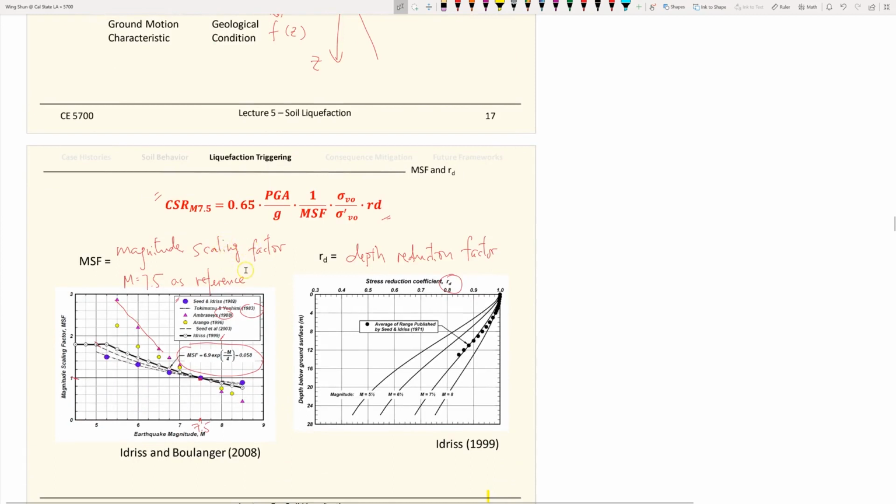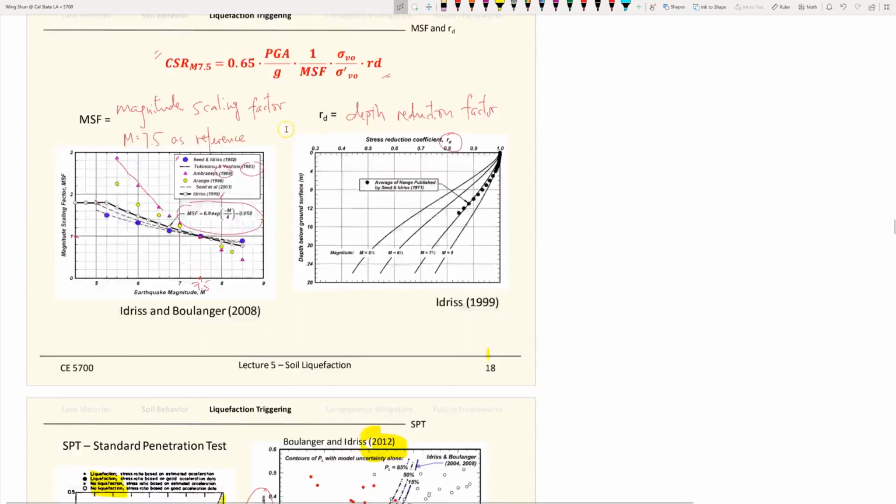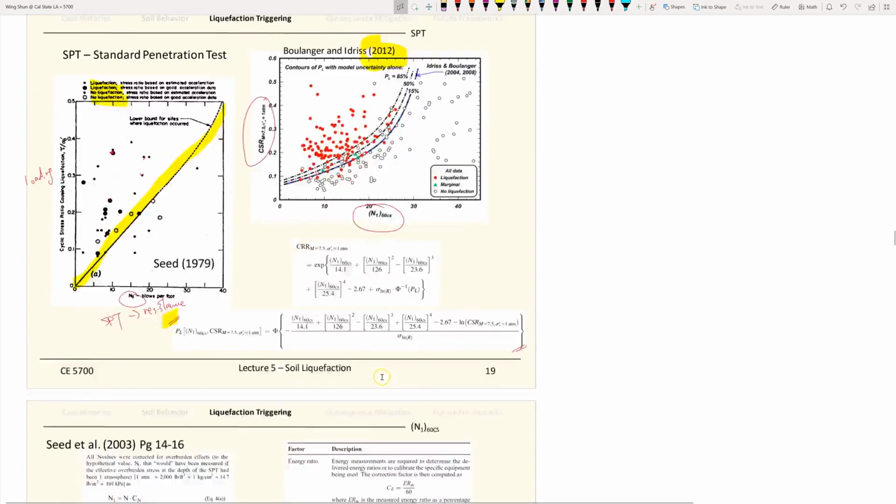So it has already corrected for the material scaling factors, the depth factors. So you calculate everything through these liquefaction triggering equations. So you get the y-axis, the loading, and then compare with your corrected SPT resistance, the N blow counts. So that is the SPT approach.